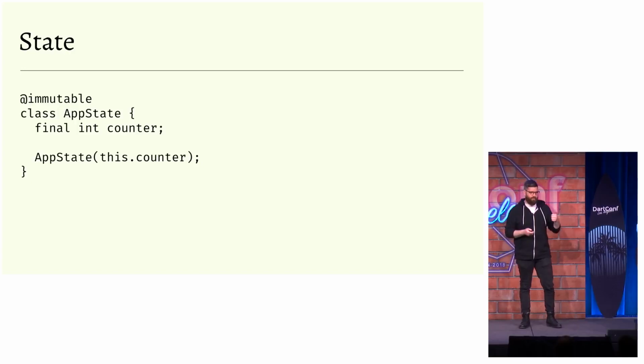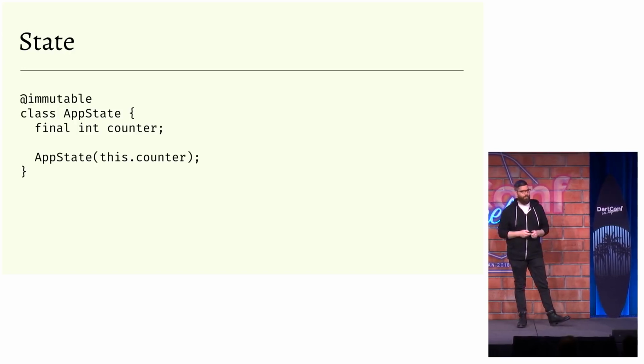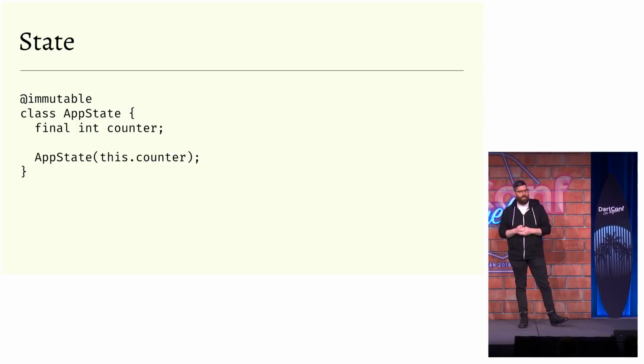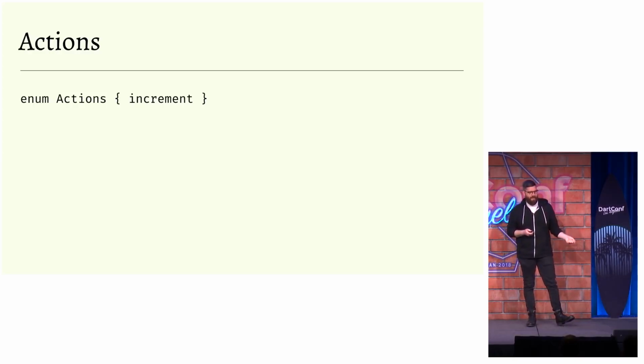And so you can use just the immutable annotation, or you can use built_value if you like that kind of thing, to create these immutable state objects. In this case, we only need the counter, so we've got a super simple one. The second thing you'll need is, okay, your state's immutable, how do you change it? You change state in Redux by dispatching actions.